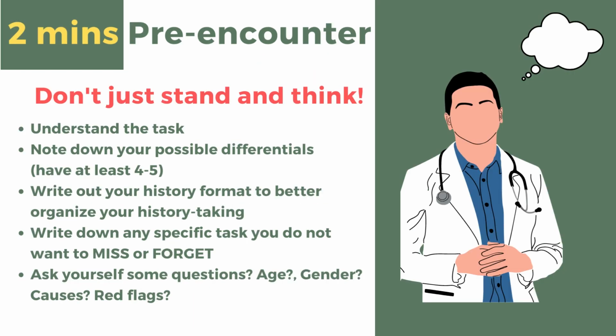For your 2 minutes per encounter, don't just stand and think. Spend the time to understand the task, note down your possible differentials. You should have about 3 to 5, and then write out the format you're going to be using to take your history to make it better organized. You should write specific tasks that you really do not want to miss or forget. And then you should make sure you answer questions such as the age, the gender, the causes, and possible red flags so you don't miss that.